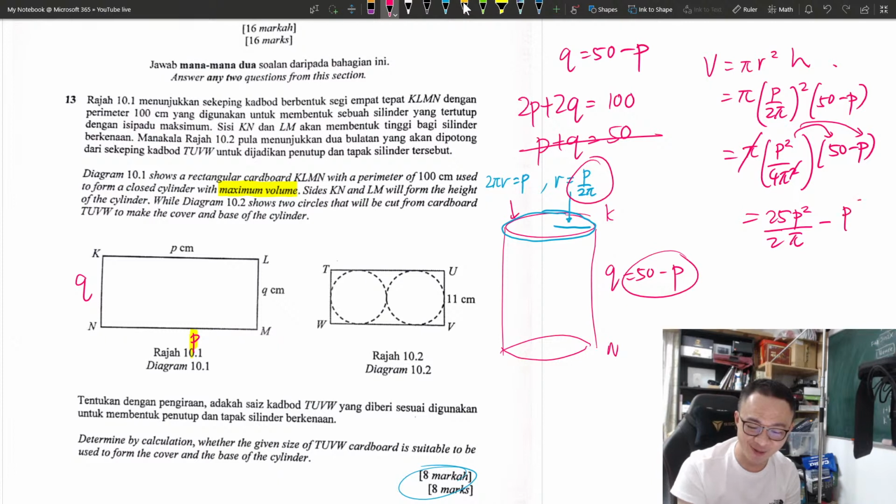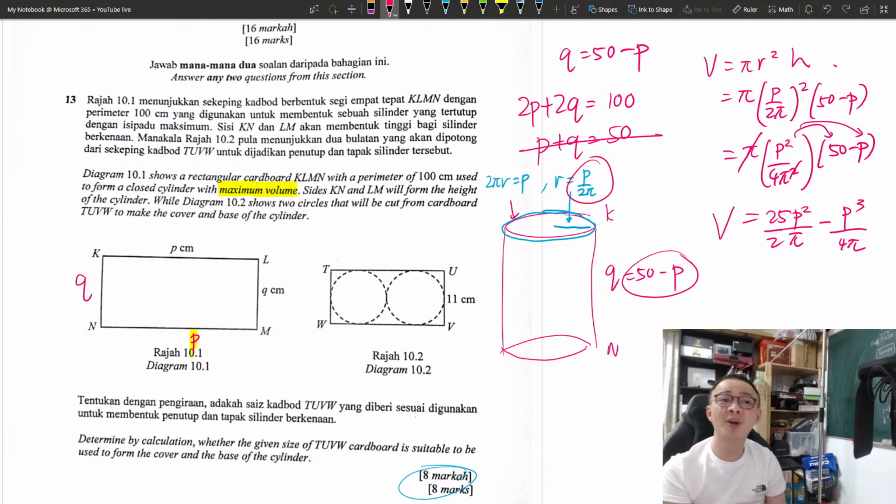Yeah, some students start to feel a bit panicked when they see something they never saw before. Alright, then this one I multiply in. I should get minus P to the power of 3 over 4 pi. Alright, this one is the volume. Why do I want to leave it like this? Because I try to make my equation easier to differentiate so that I can differentiate right now.